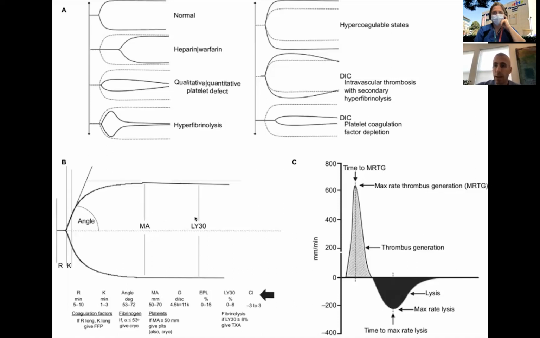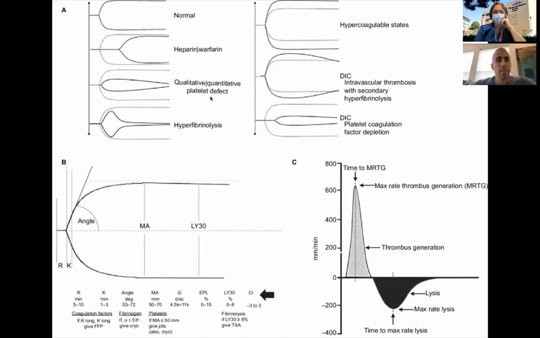And then LY30 is the percent of the clot that's lysed after 30 minutes. Typically, we would see 0 to 8%. That's normal. If it's more than that, then you have a problem. You have too much fibrinolysis, and you give TXA.